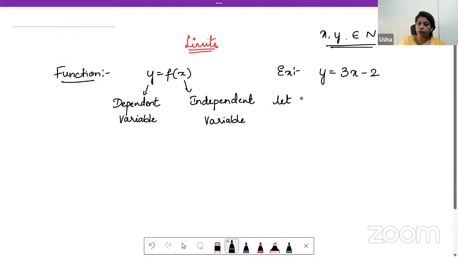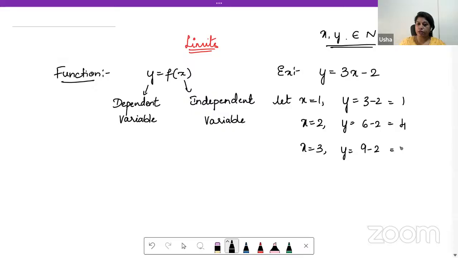Here you take a value for x, let x equal 1. Then y will be equal to 3 into 1 minus 2. That gives you 1 only. Okay. Then let x be equal to 2. So y will be 3 twos are 6. 6 minus 2 is 4. When x is 3, y is equal to 3 threes are 9.